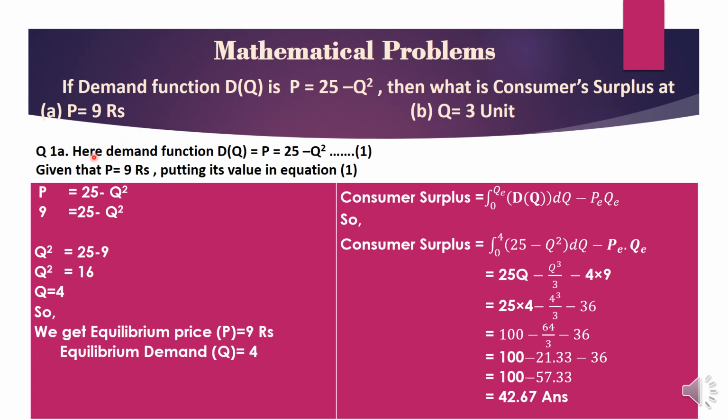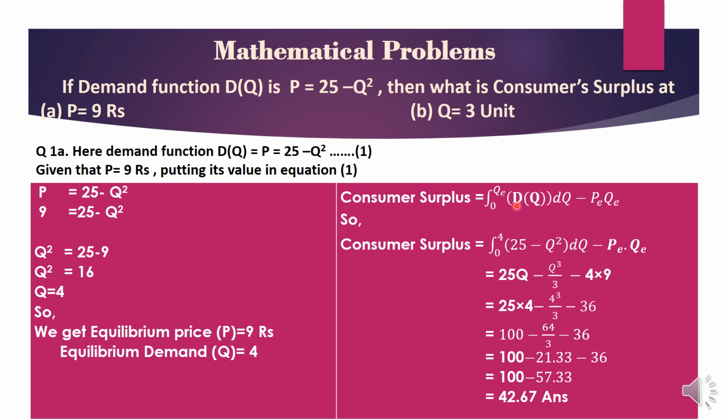So let us solve the first part of the question. Here the demand equation is P = 25 - Q² and P is given as 9 rupees. If we put the value of P in the demand equation, we get Q² = 25 - 9. 25 - 9 is equal to 16. So Q² is equal to 16 and Q is equal to 4. This way we get the equilibrium price 9 rupees and equilibrium demand equal to 4 units.